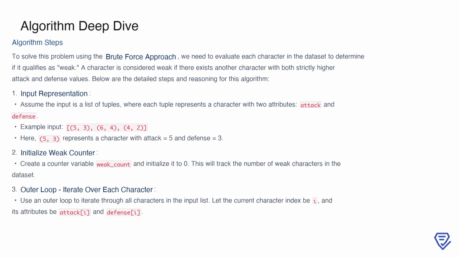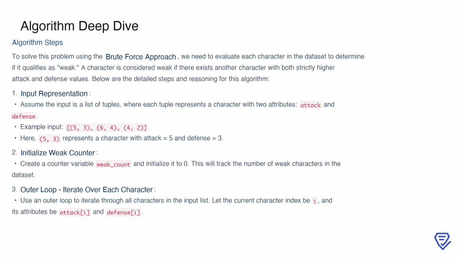To tackle this problem using the brute force approach, we need to systematically evaluate each character in the dataset to determine if it qualifies as weak. The definition of a weak character here is one for which another character exists with both strictly higher attack and defense values. First, let's think about how the input is represented.